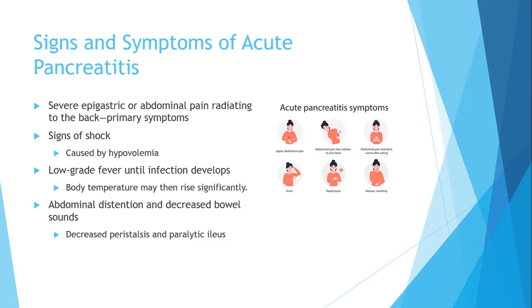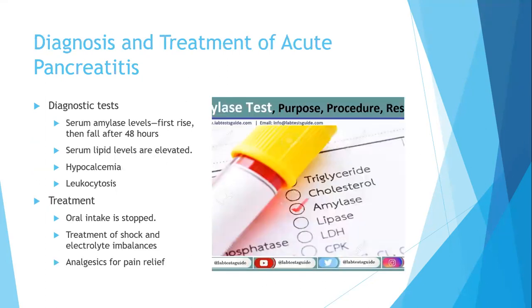So the signs and symptoms are pretty clear usually. They do diagnostic tests. They test for serum lipid levels, serum amylase levels, which is one of the enzymes that's produced by the pancreas, hypocalcemia, so lower calcium, and leukocytosis.